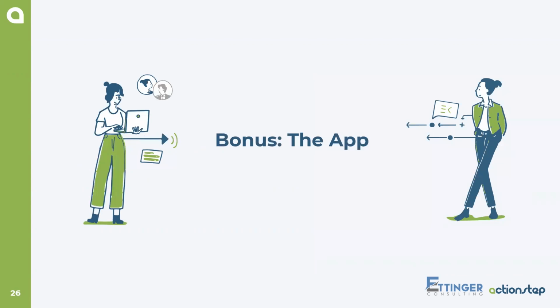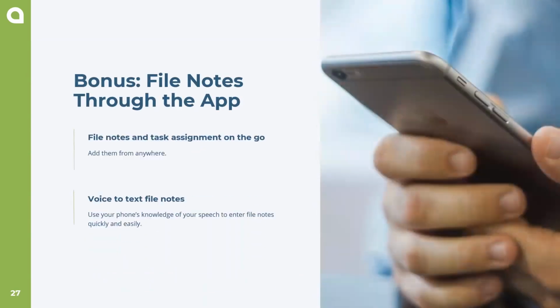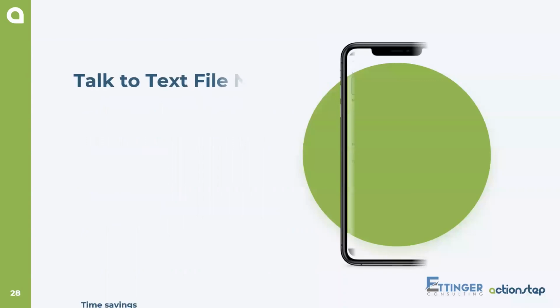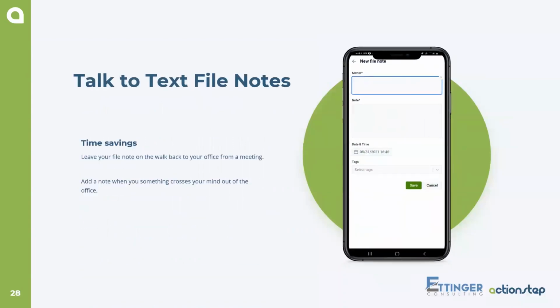A little bonus for you is the use of the mobile app. You ever had a thought pop into your head in the middle of the grocery store that you try to remember to add to a matter when you get back to the office? The app allows you to add file notes, create tasks, among other things from anywhere. The added benefit is that for most of us, your phone knows your voice. If you use Siri or voice commands for your phone, it already knows your speech patterns and works very well for speech to text. This allows you to add file notes by dictating them to your phone.